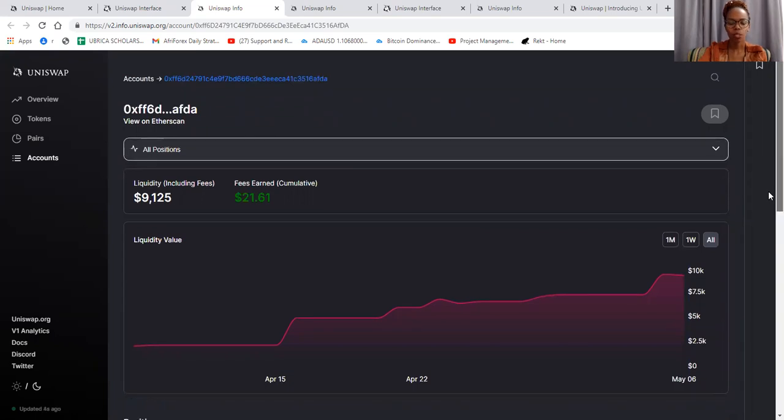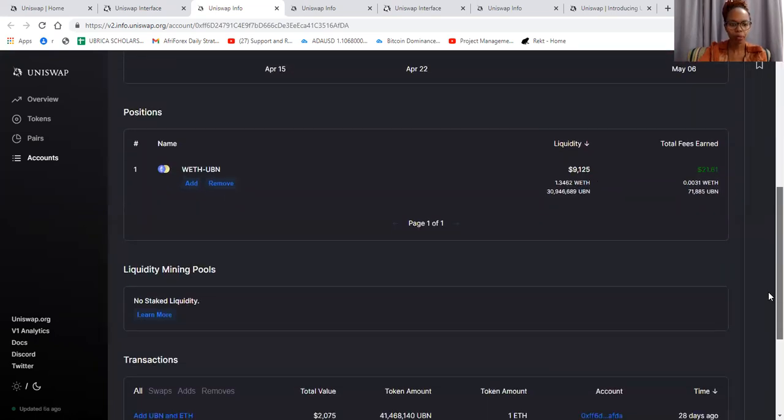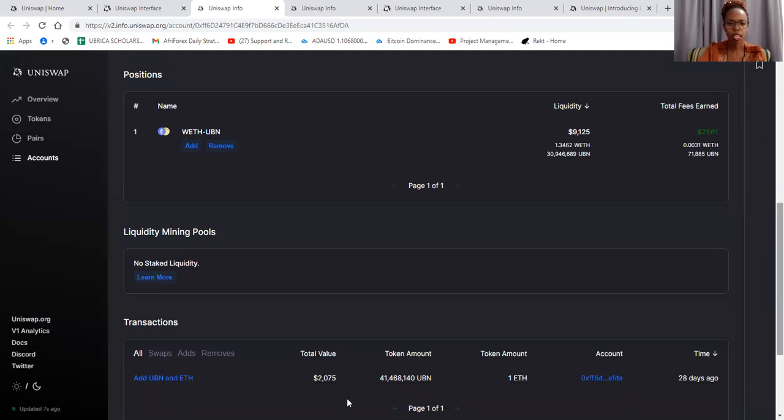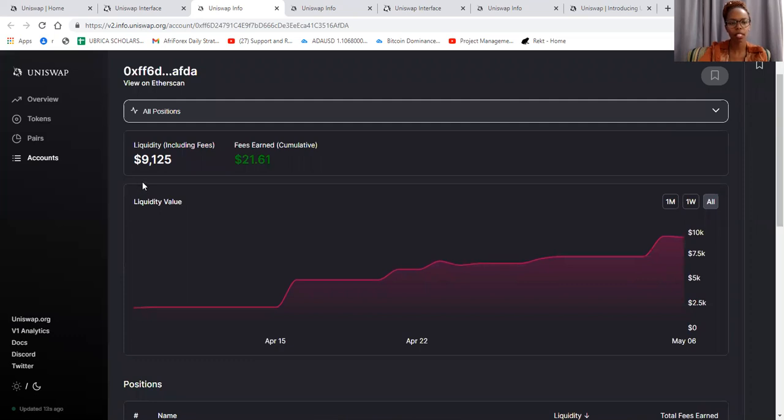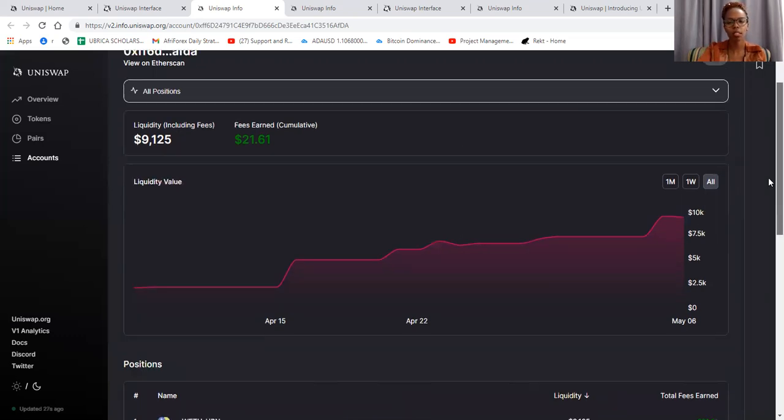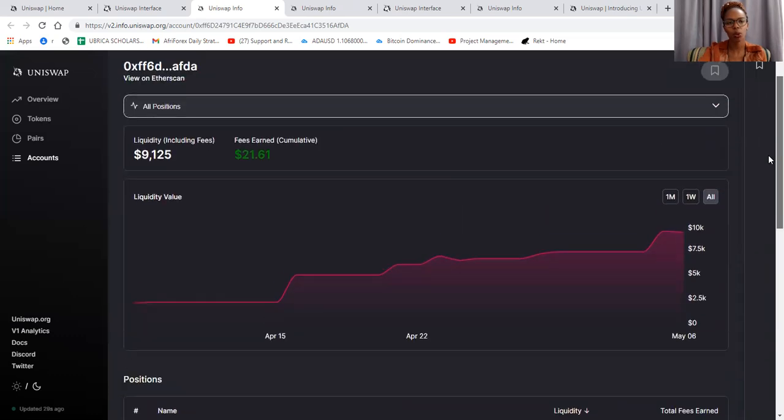And you can see here, we started with $2,075 in this pool, and at this particular time we have $9,125, and the fees earned in dollars is $21.61. The reason this is different is that it also considers the prices of UBN and ETH. That is why, if the price of UBN goes up and the price of ETH goes up, this changes this much.